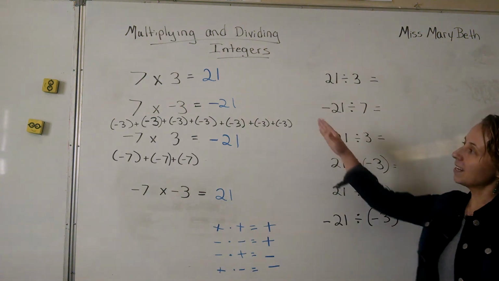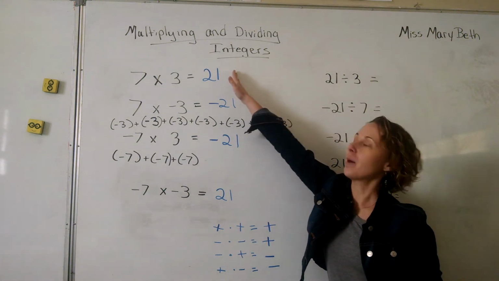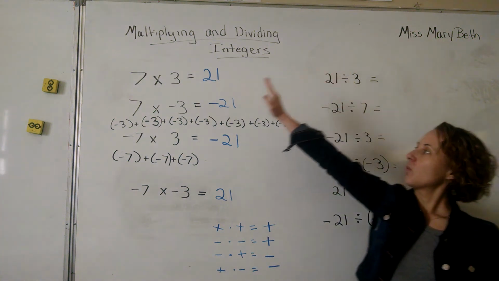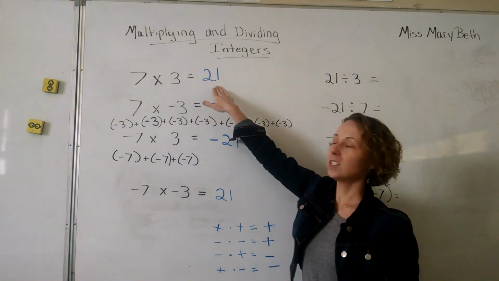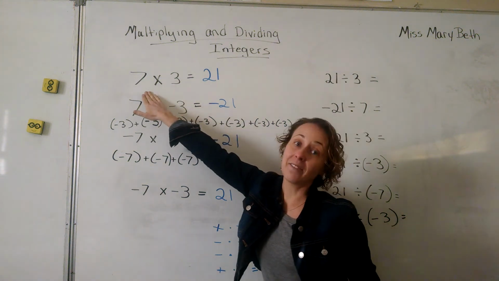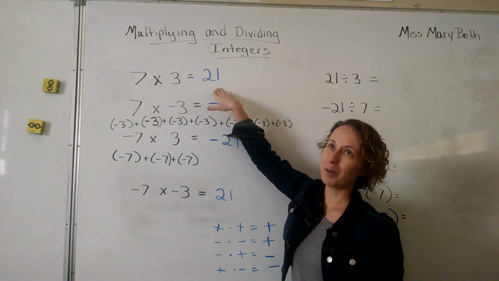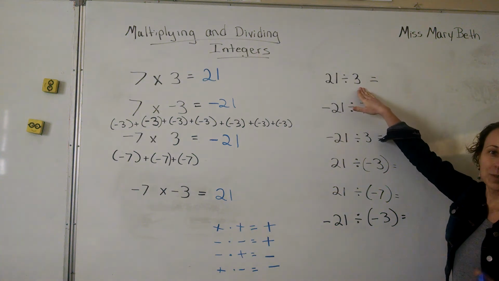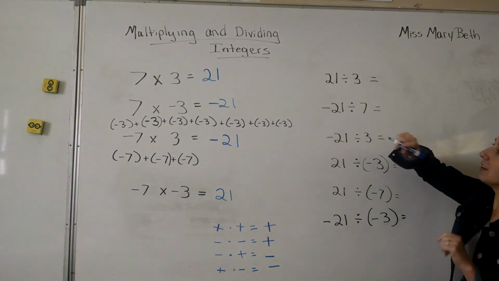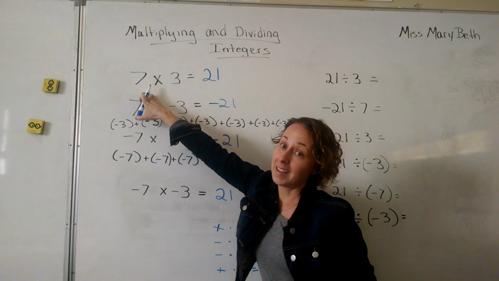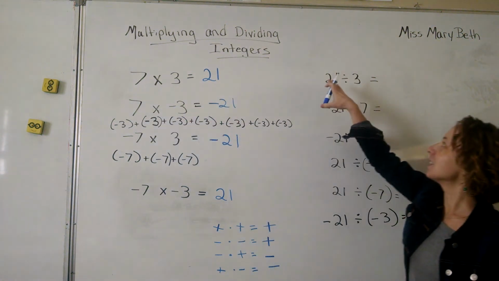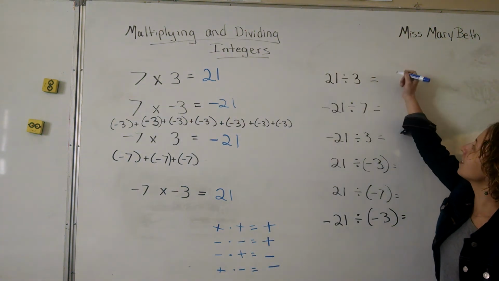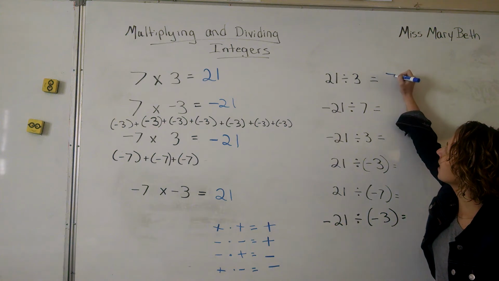Let's see if this pattern holds true if we investigate division. So here I've rewritten these multiplication problems as division problems. We know that if 7 times 3 is 21, or I'm making 7 groups of 3, I'll have 21 in total. If I have 21, and I break it into 3 groups, how many are in each group? Well, I had 7 in each of my 3 groups, so if I break 21 into those 3 groups, I'm going to have 7 as my answer.